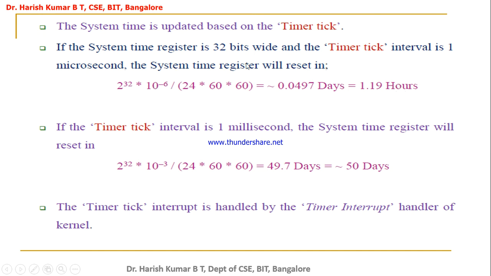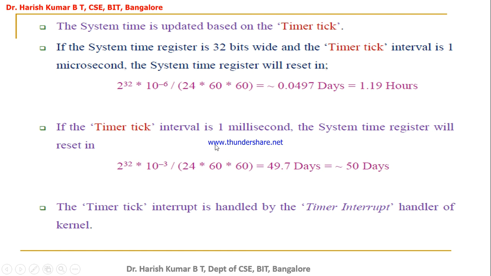How? Because I'm assuming it's a 32-bit register, 2 raised to 32 into 10 raised to minus 6, because the timer tick operates at an interval of 1 microsecond. Divided by 24 hours into 60 minutes into 60 seconds, approximately it is equal to 0.04 days. I convert it into hours and get 1.19 hours. That means this system time register, a 32-bit wide register, will be reset every 1.19 hours.